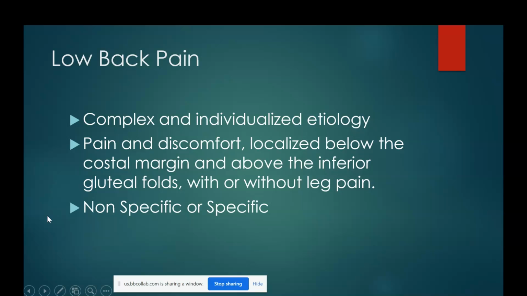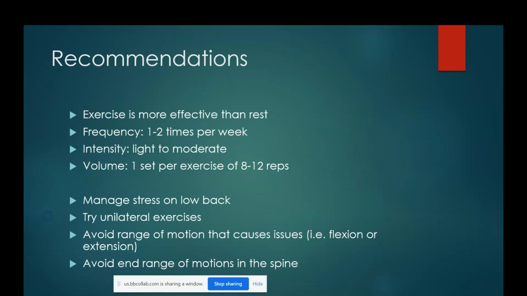So if we start out with low back pain, low back pain is complex. A lot of low back pain has a non-specific etiology, which means we don't know why it happened to that individual. And this would be non-specific low back pain. It's pain and discomfort localized below the costal margins and above the inferior gluteal folds, with and without leg pain. This is just the definition of low back pain. And again, it can be non-specific or specific. So what are the recommendations for training if you experience low back pain?